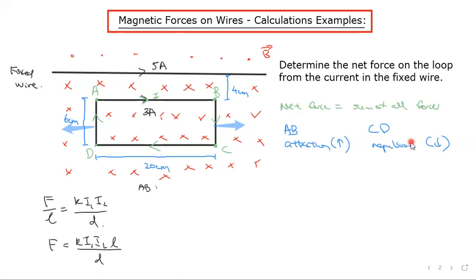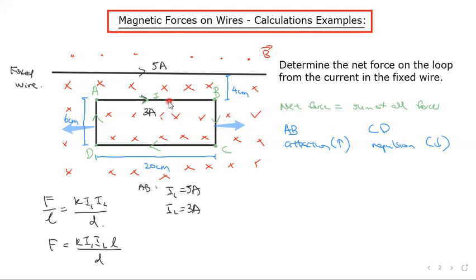We know what K is. K is 2 times 10 to the negative 7. You can look that up. But for AB, we're going to get I1 equals 5 amps, let's say for the wire here. I2 will be 3 amps. And in fact, that's going to be the same for both of them.